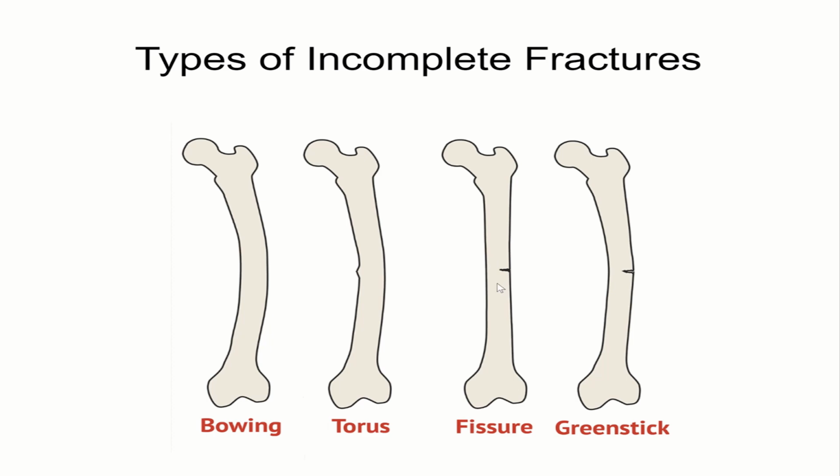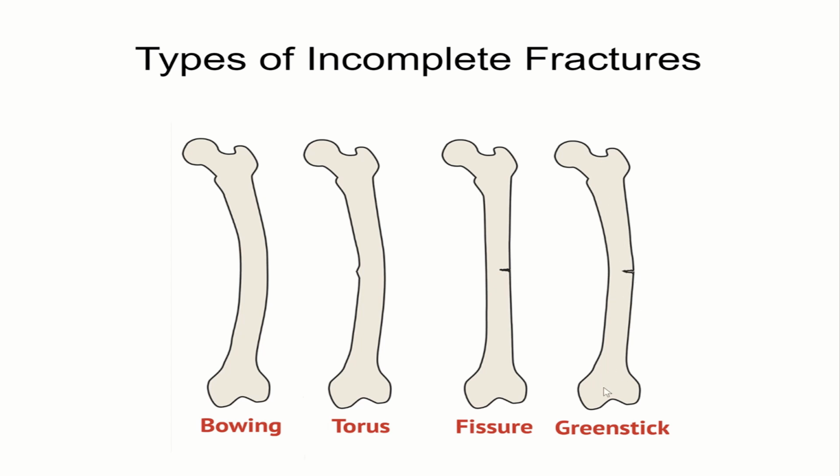Then we have a fissure. Sometimes this is referred to as a crack. And again, the defining feature here is that while the break is present, it's incomplete. And with a fissure fracture specifically, you cannot see daylight between the two pieces.